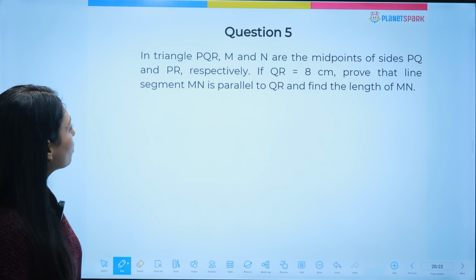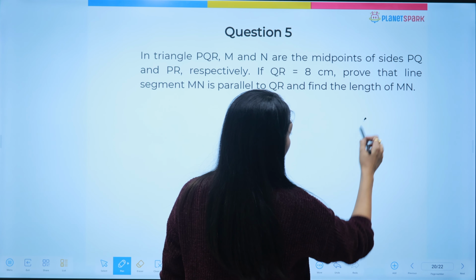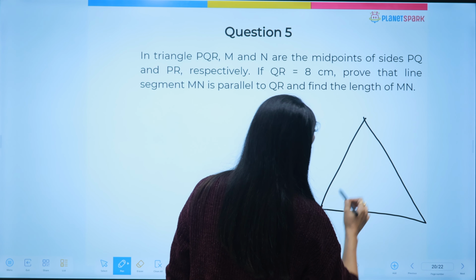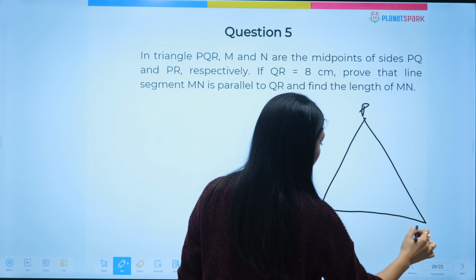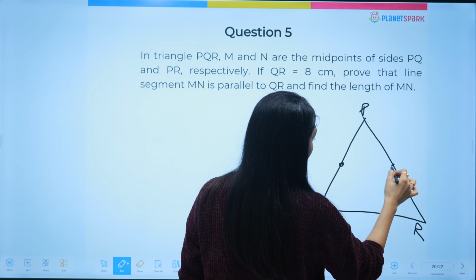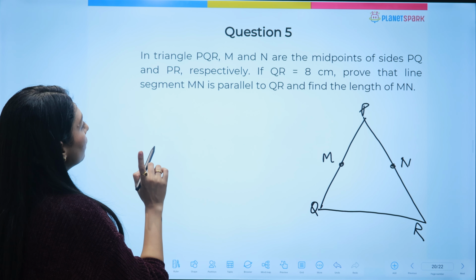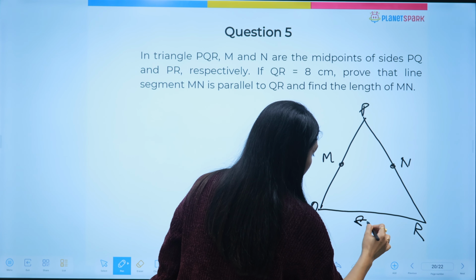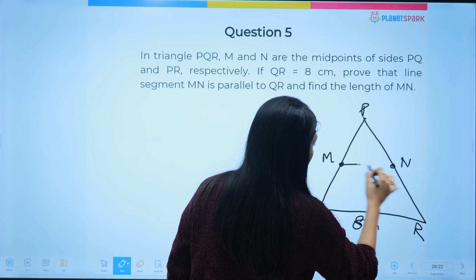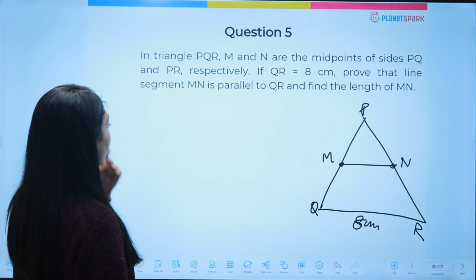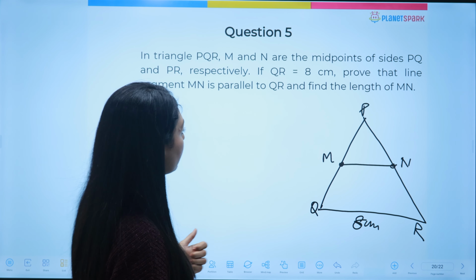Okay. In triangle PQR, M and N are the midpoints. So let's take a triangle PQR. M and N are the midpoints. Okay then. QR is 8 centimeters. Then prove that the line segment MN is parallel to QR and find the length of MN.